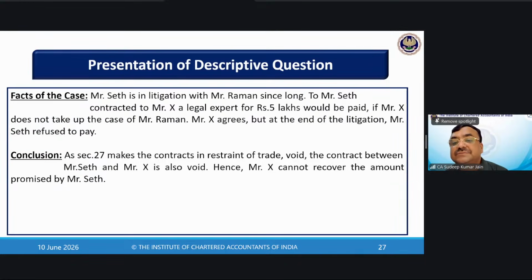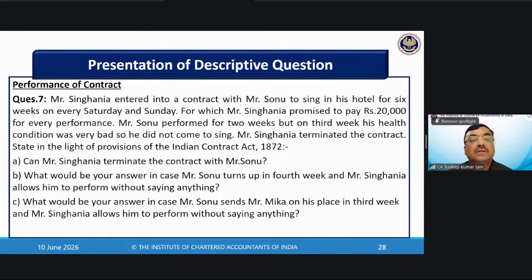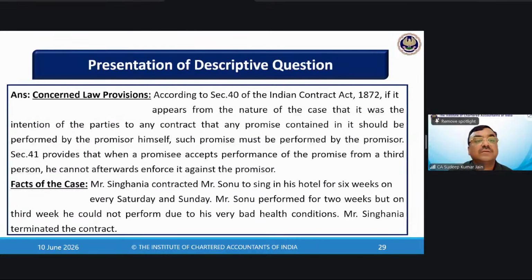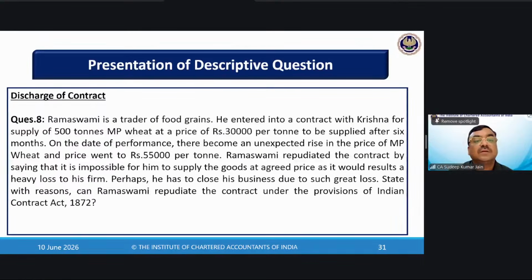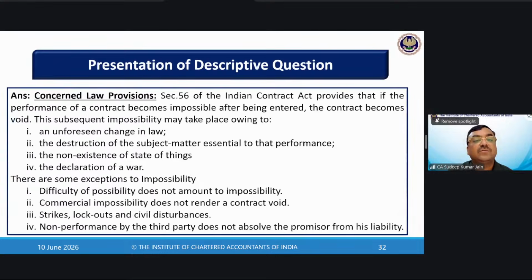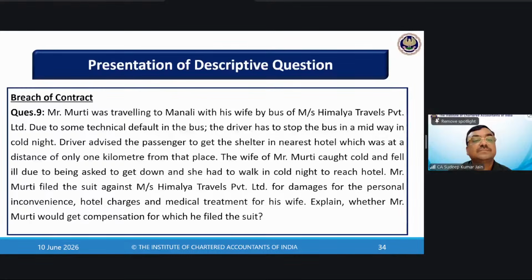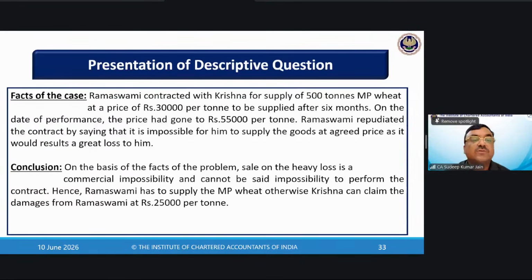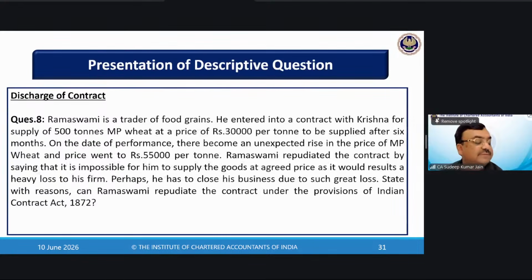Okay, Ashrita. Performance of contract, we have already discussed this, and this too, all the questions are done. In the next class, we will discuss the topic breach of contract. So we have discussed till date.